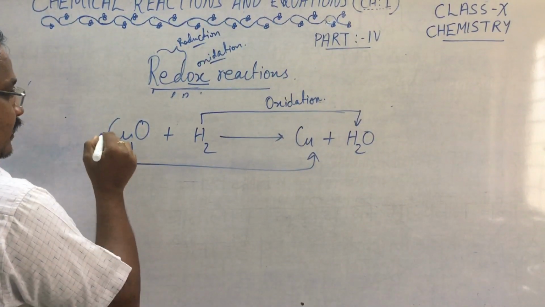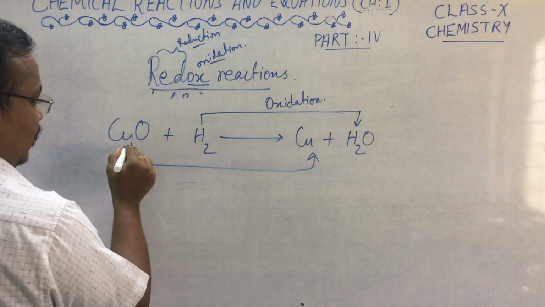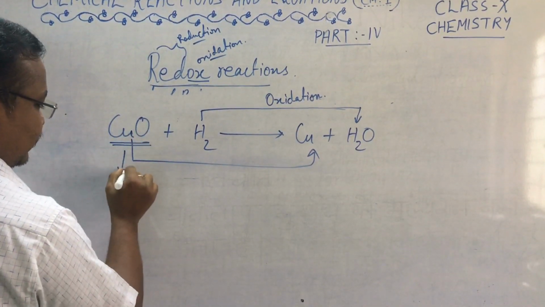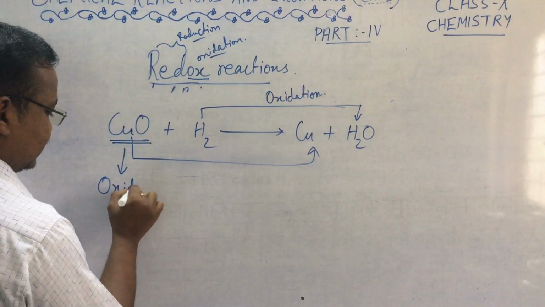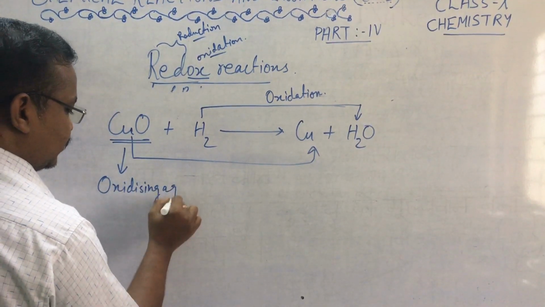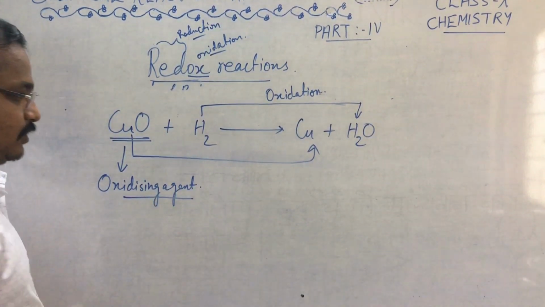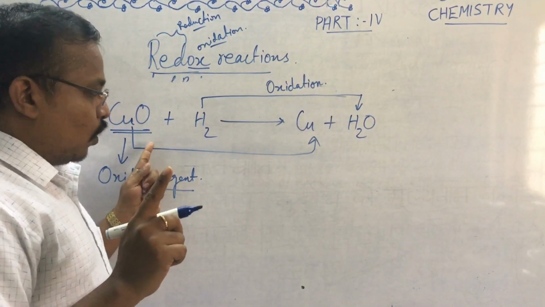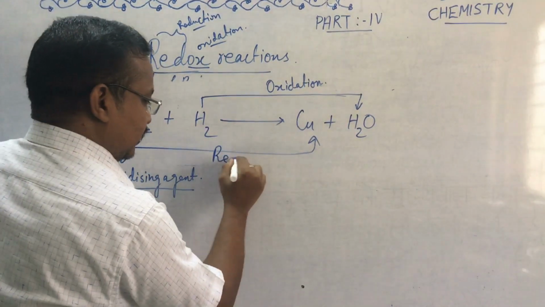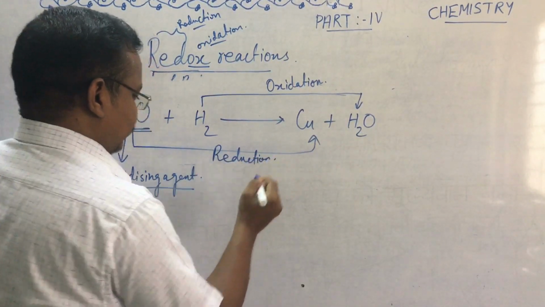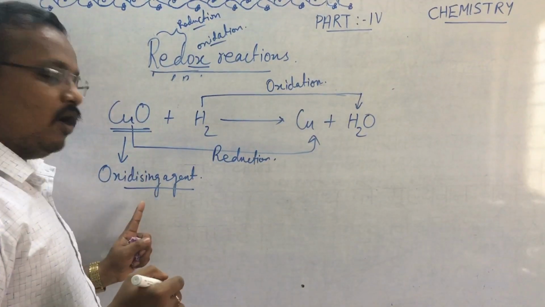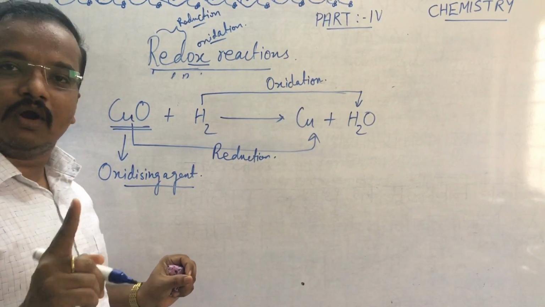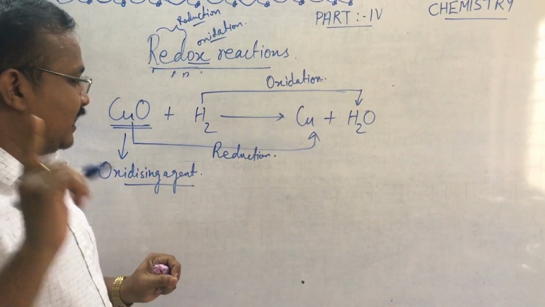Now the species which brings about oxidation, so here this CuO, we can call it as what? Oxidizing agent. Children, remember that. At least one thing you remember: the substance which undergoes reduction, this is undergoing reduction, that species itself is called oxidizing agent. The species which brings about oxidation is called oxidizing agent.